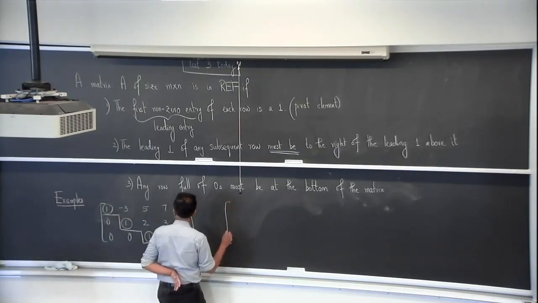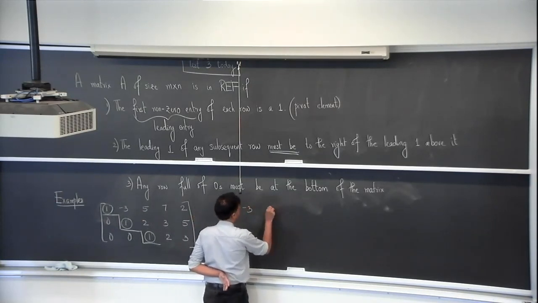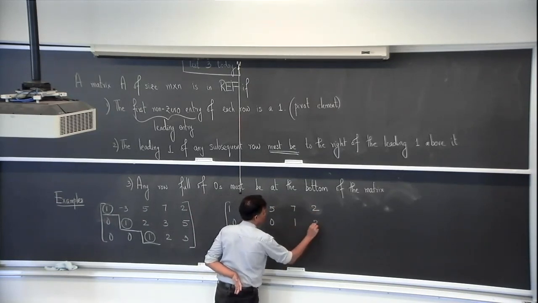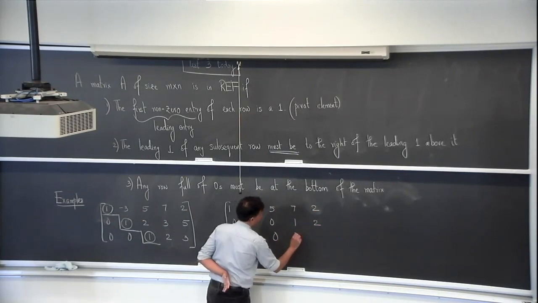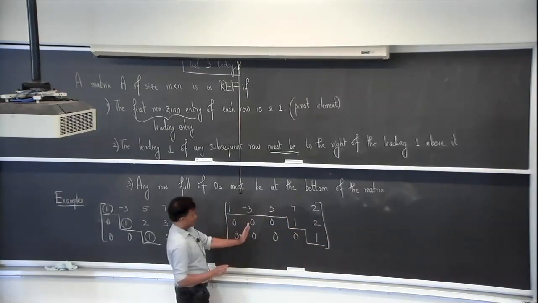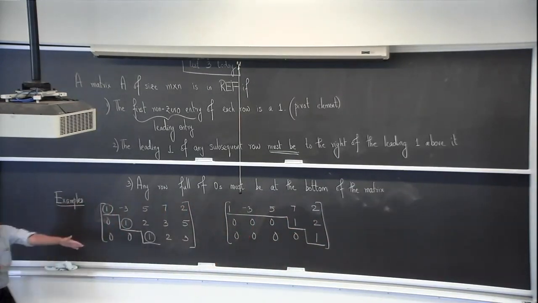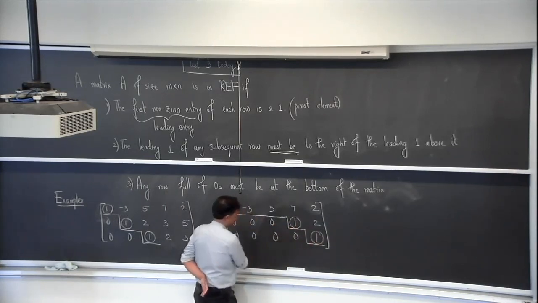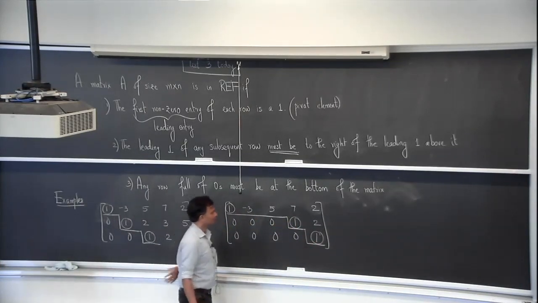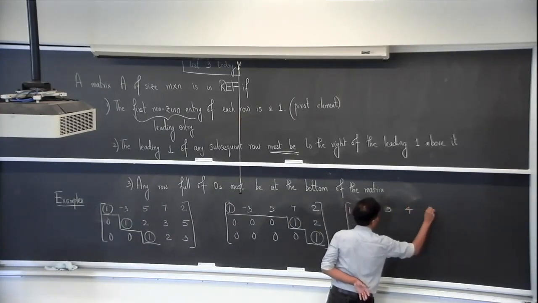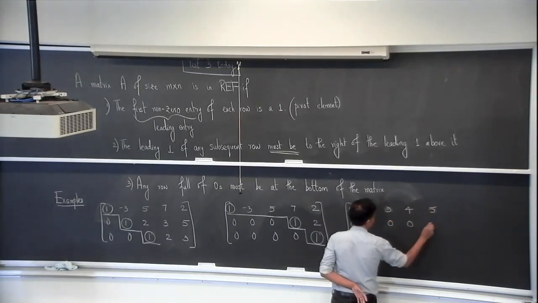So this is also row echelon form: 1, negative 3, 5, 7, 2; 0, 0, 0, 1, 2; 0, 0, 0, 0, 1. This is also okay. It doesn't have to be right next to it, but it must be to the right somewhere. So this is a leading one here, that's a leading one here, and that's a leading one of the last row. This is also an REF.